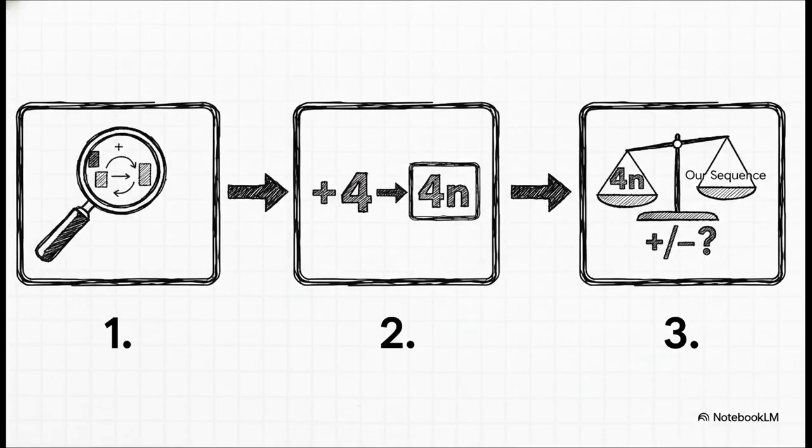Perfect. So let's boil this all down into a simple, repeatable method you can use every time. Step 1, find the jump between the numbers. Step 2, that jump tells you which times table you're working with. So a jump of 4 means you start with 4n. And step 3, compare your sequence to that times table and figure out the adjustment. Are you adding a bit or taking a bit away? That's the whole process right there.